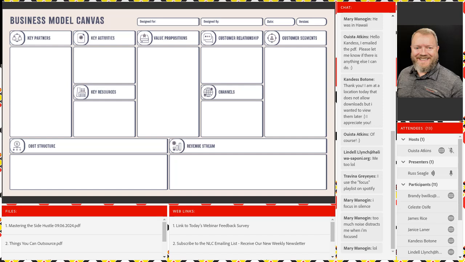What are your resources? What are the things that you have right now? Maybe you've got a little bit of money in the bank.